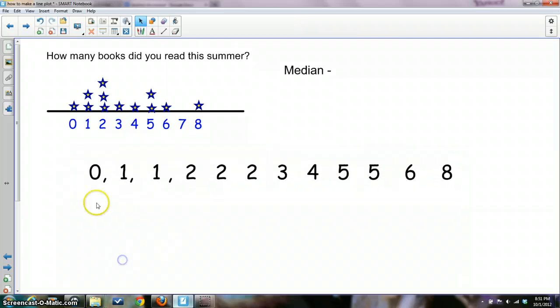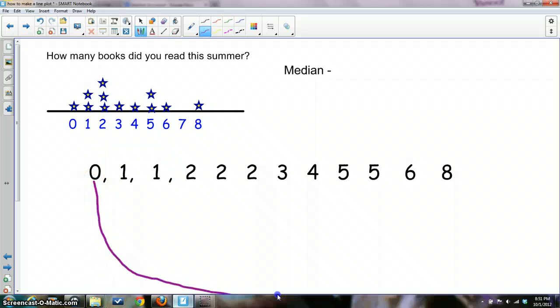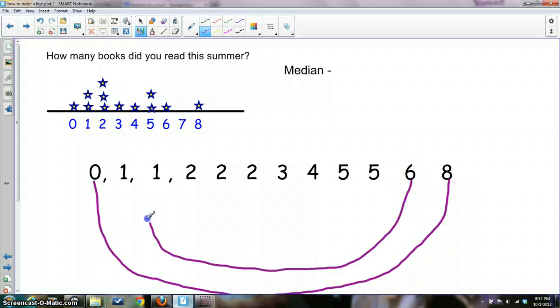I'm going to connect the outside numbers in an upside down rainbow until I get into the middle. So I'm going to pick purple. I'm going to go from my 0 to my 8 outside numbers, working my way into the center, because remember, ultimately the median is the middle number. So my goal is to find out what's the middle number in this set of data.